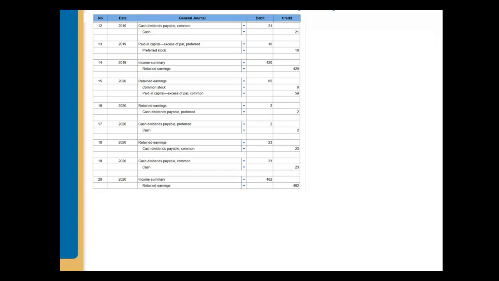Again, when it's paid, we'll debit our payable and credit our cash. Same is true for our common stock dividend. Debit our retained earnings for 23, credit our payable for 23. Then when we pay it, we debit our payable and credit our cash. And then finally, we debit our income summary for the 462 and we credit our retained earnings for 462.